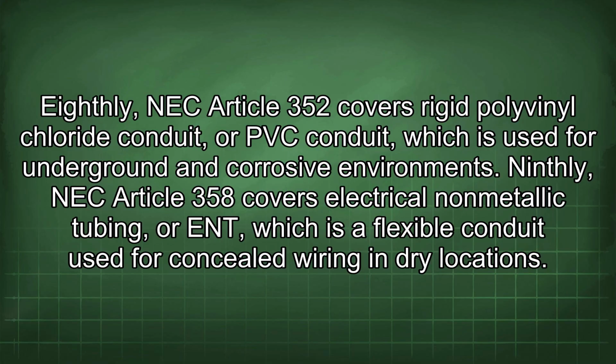Eighthly, NEC Article 352 covers rigid polyvinyl chloride conduit, or PVC conduit, which is used for underground and corrosive environments. Ninthly, NEC Article 358 covers electrical non-metallic tubing, or ENT, which is a flexible conduit used for concealed wiring in dry locations.